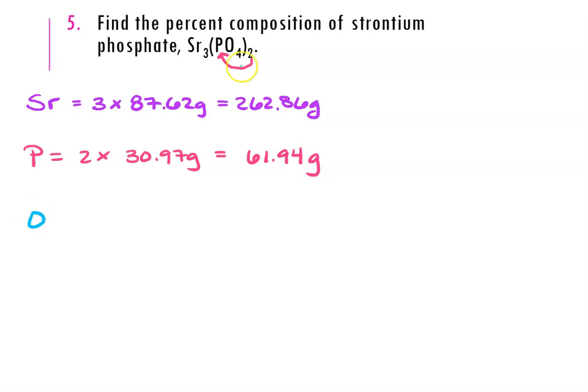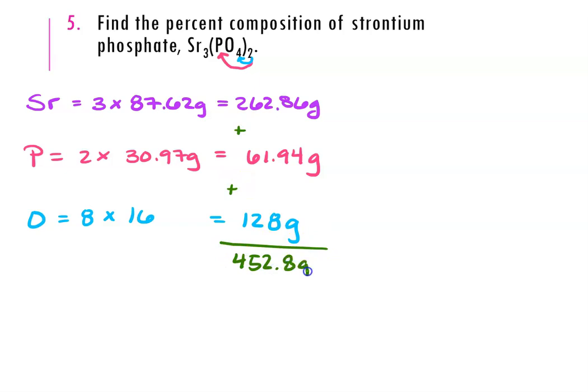And then lastly, I have the oxygen. The 2 gets distributed here. So 4 times 2 is 8. So I do 8 times 16, the mass of each of my oxygens, which gives me a total of 128 grams. There we go. All right. And so now I find the total by adding it all together, and I get 452.8 grams total. All right, so now I just go back and do my math here.